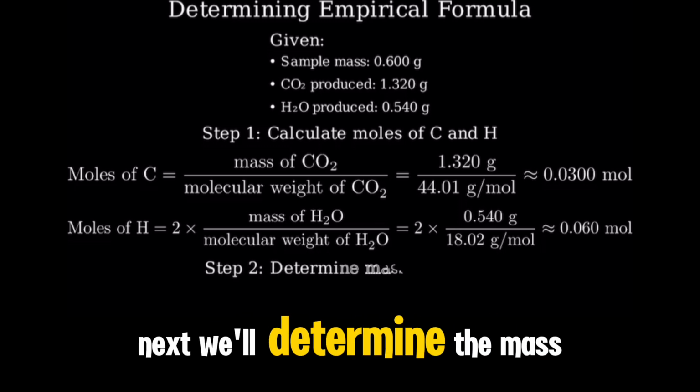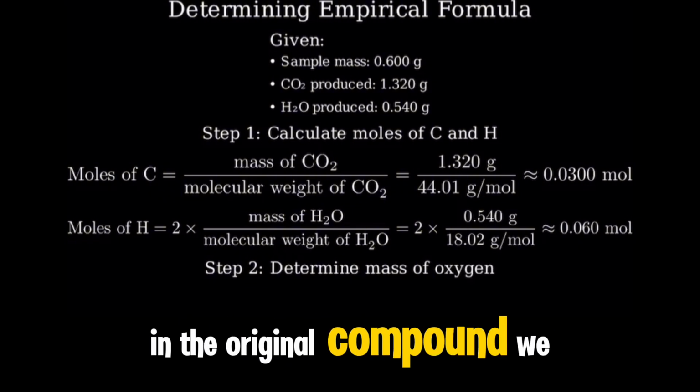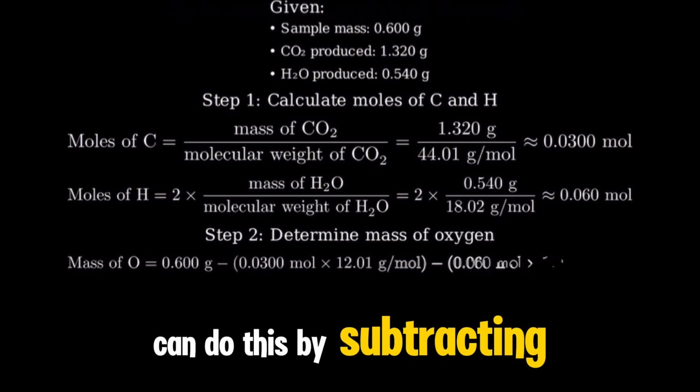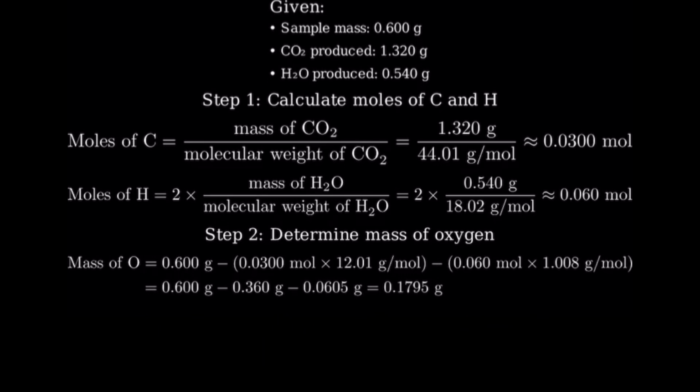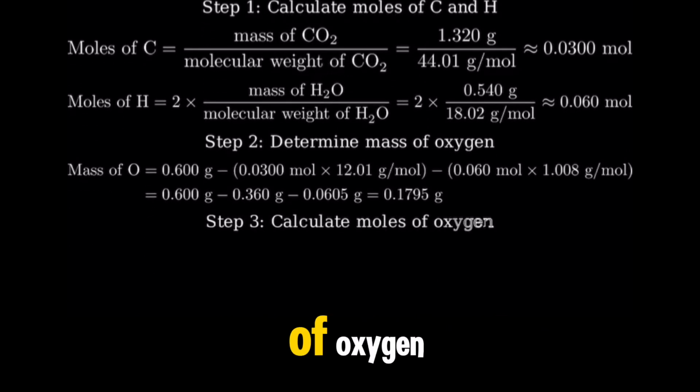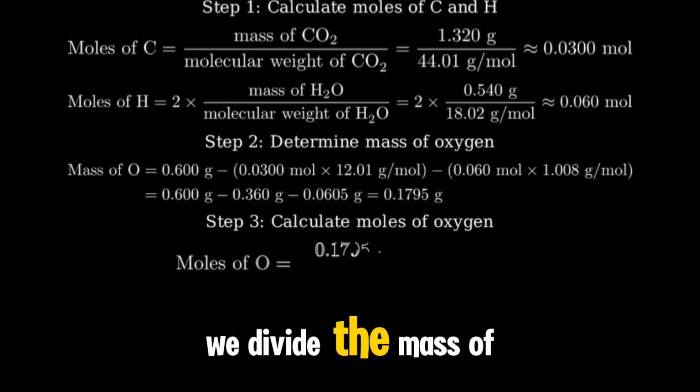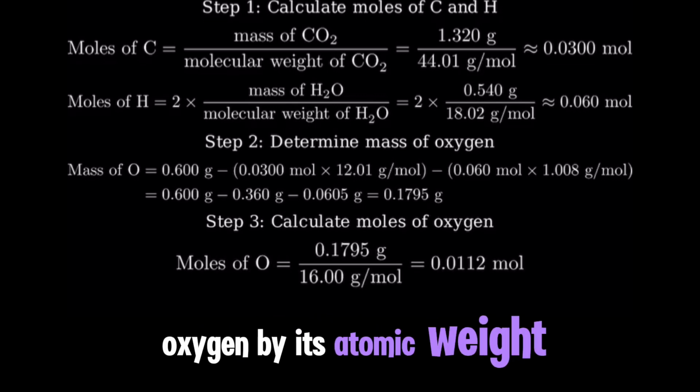Next, we'll determine the mass of oxygen in the original compound. We can do this by subtracting the masses of carbon and hydrogen from the total sample mass. Now, let's calculate the moles of oxygen. We divide the mass of oxygen by its atomic weight.